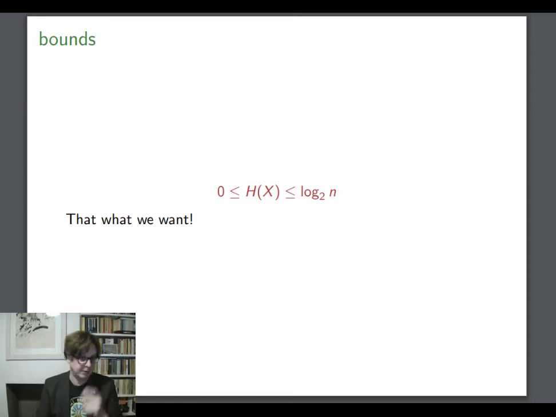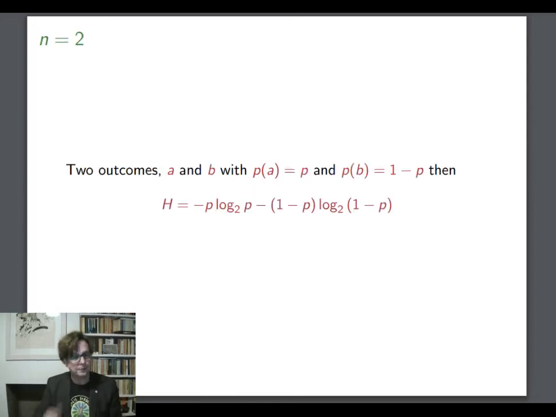So that's it, and everything else comes in between. That's exactly what we want. Let's look at the simplest case, which is where n is equal to 2.